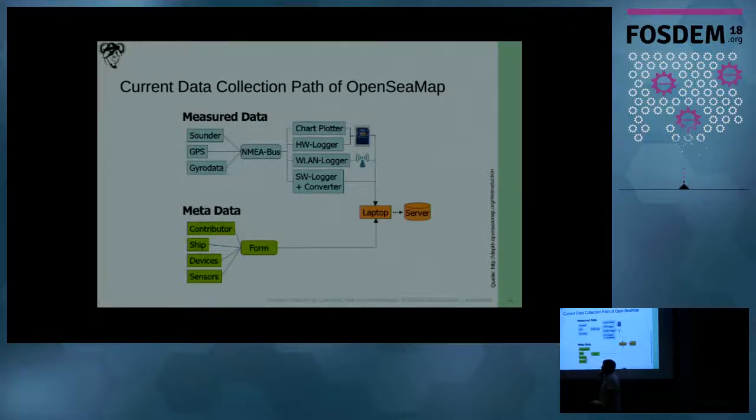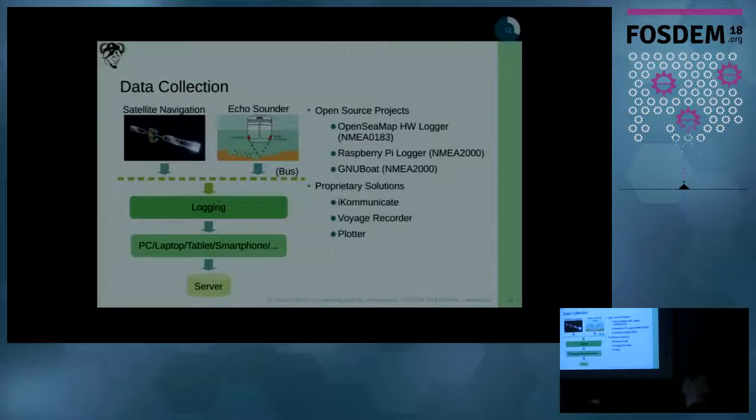The type of the ship might be interesting for post-processing the movements, as well as the type of devices, whatever is needed for actually processing the data. Everything flows together and is then uploaded to a server where it is actually processed. And this is the flow. That's an overview of what is available right now.